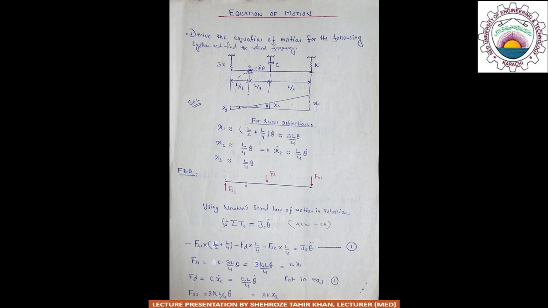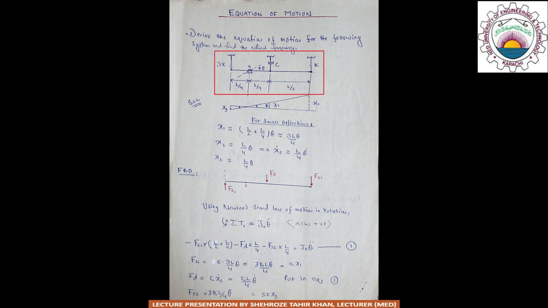The first problem is related to a spring damper system, and we are required to derive the equation of motion for this system. As the figure shows, a rigid bar which is pivoted at point O has two springs and a damper attached on either side. The distances at which the springs and the damper are attached to the bar are given.